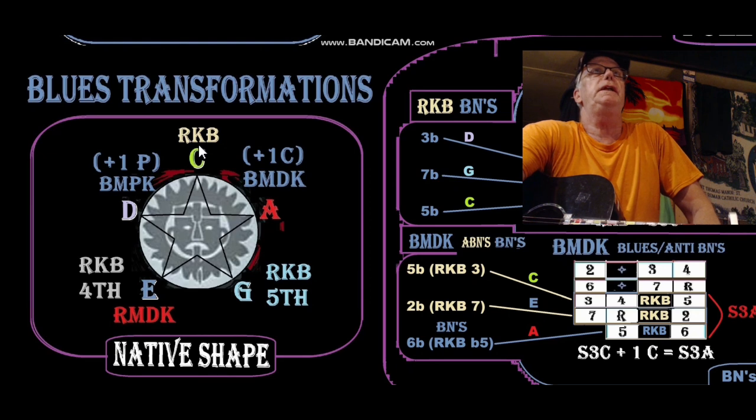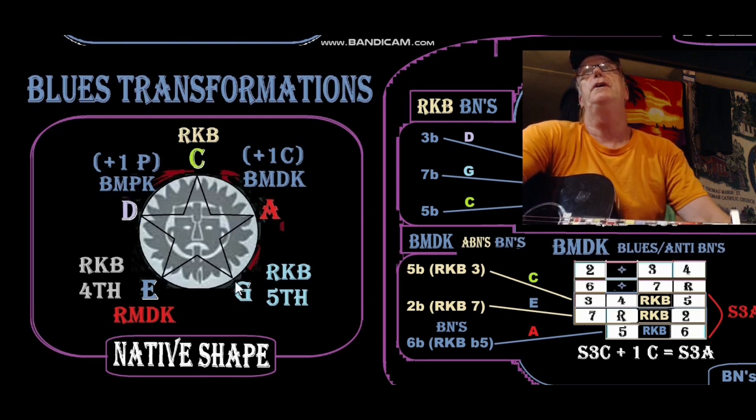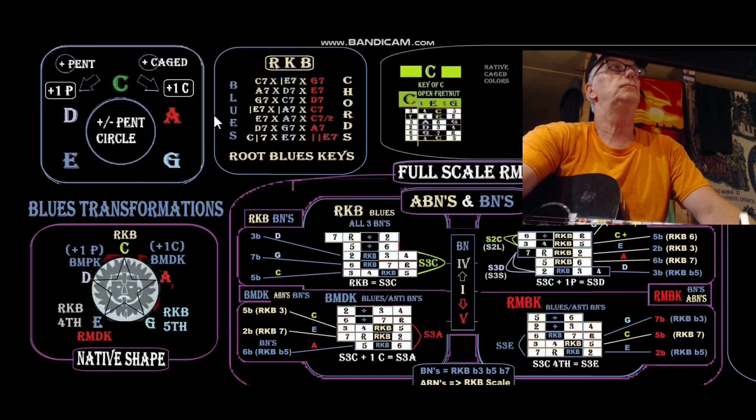So the native shape circle here, we have the root key of the blues. If we go to the next cage up, the next shape up in CAGED, we're going to the blues magic diatonic key. So that's +1 C in CAGED, +1 cage shape. So the cage shape goes this way, and the pentatonic scale C, D, E, G, A goes counterclockwise. So I can show you that.